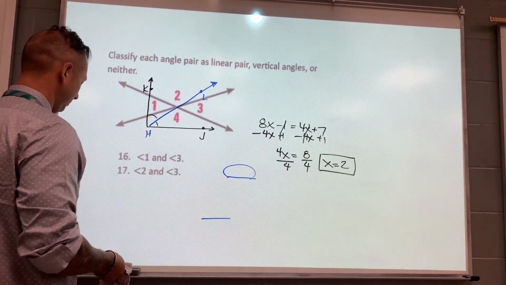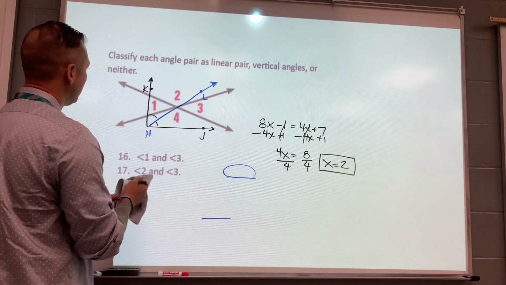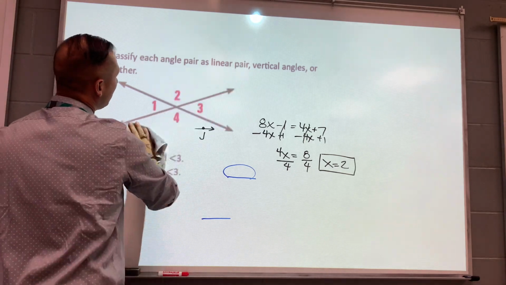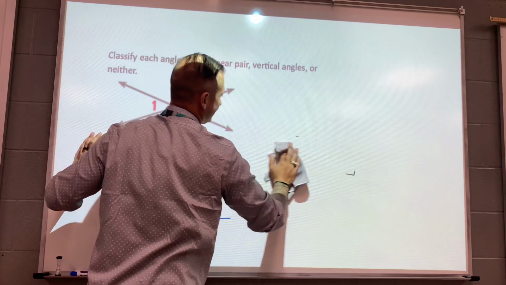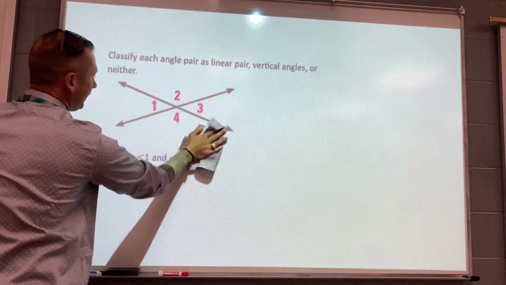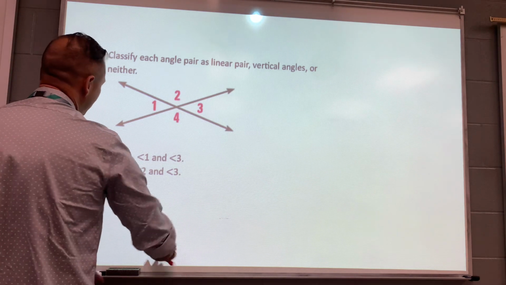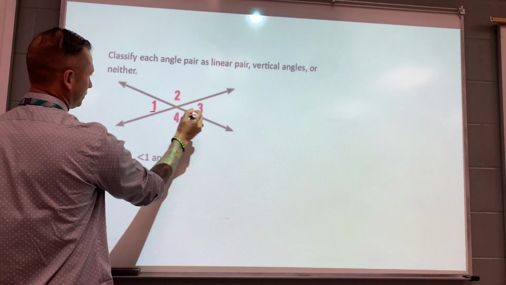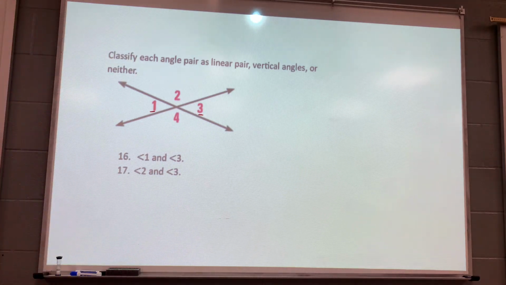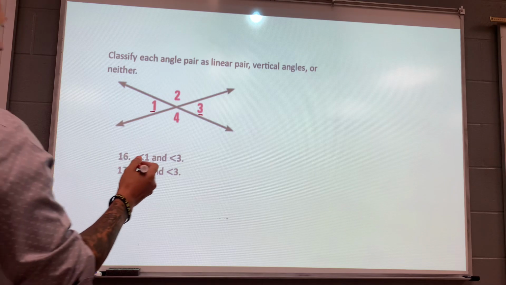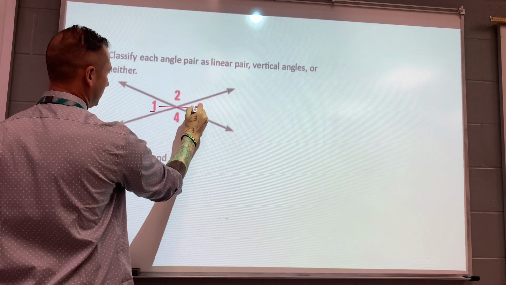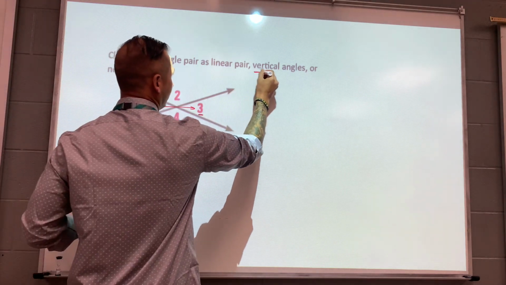All right. Classify each angle pair as a linear pair, vertical angle, or neither. So number 16, angles 1 and 3. Here's 1, here's 3. They're not a linear pair because a linear pair would make a straight line. They're vertical because they're across from each other. They're vertical.